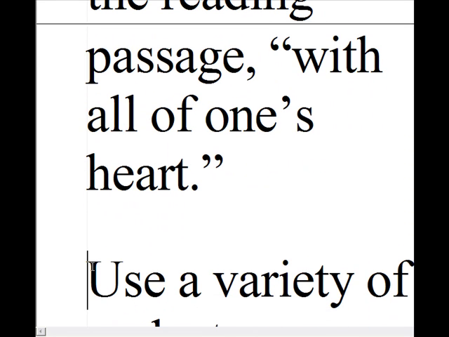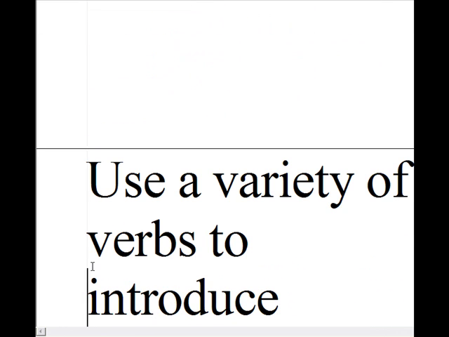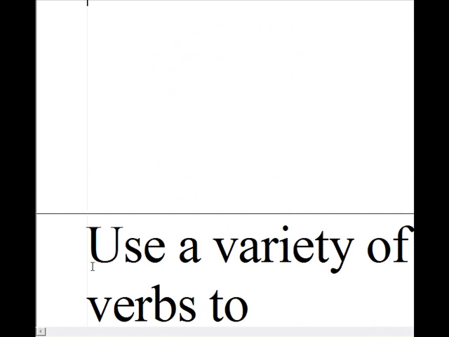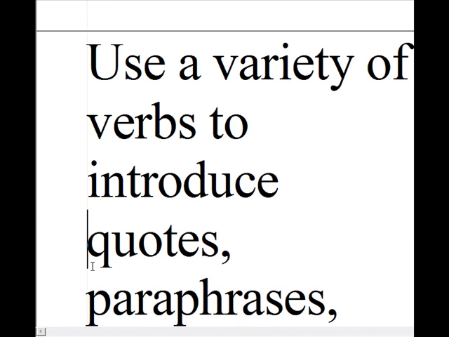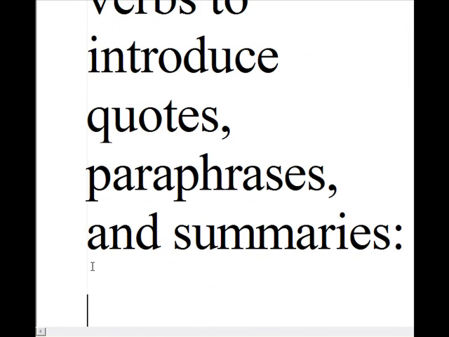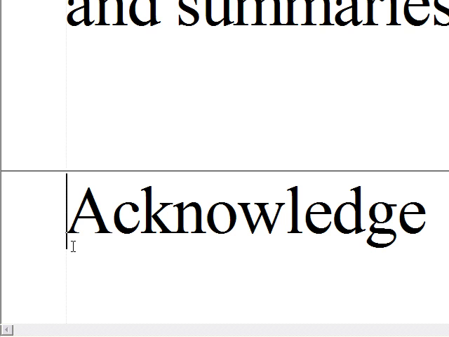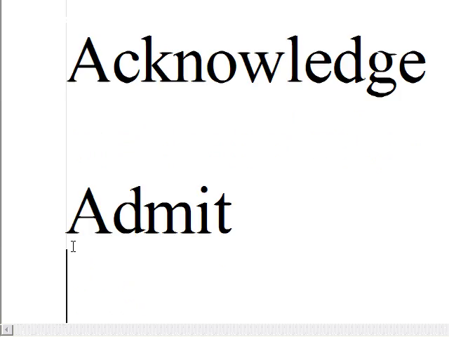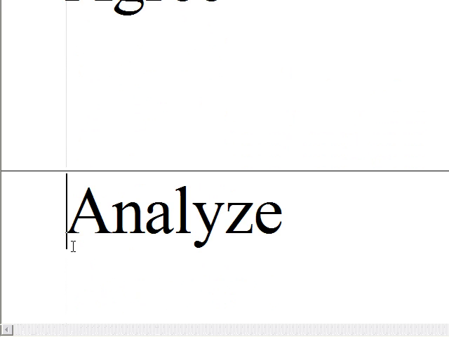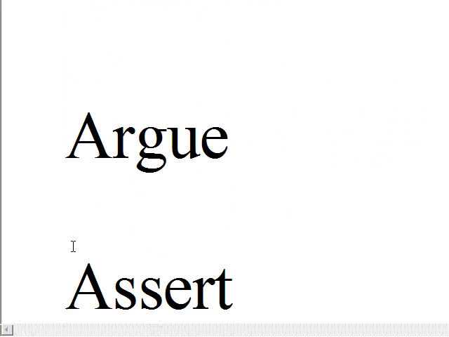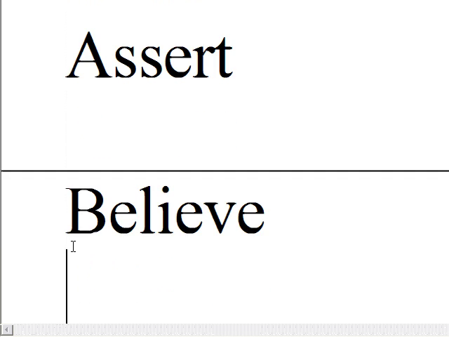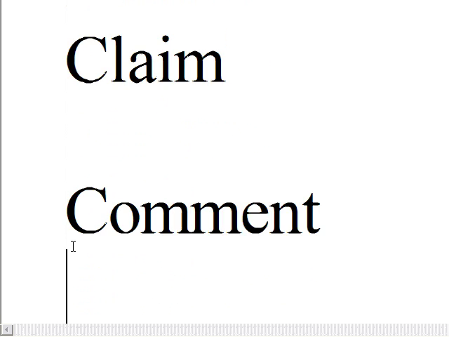Now, in addition to using different types of sentence styles and signal phrases to introduce your quotations, you need to use a variety of verbs to introduce quotes, paraphrases, and summaries. Let's take a look at some verbs that you can use that are effective in helping you introduce ideas other than your own. Acknowledge, admit, agree, analyze, argue, assert, believe, claim, comment.